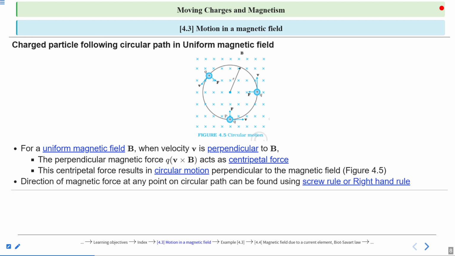So the direction of the magnetic force at any point on the circular path can be found using the screw rule or right hand rule. You can find the direction of force at any point on the circular path by using the right hand rule, as I have mentioned earlier.